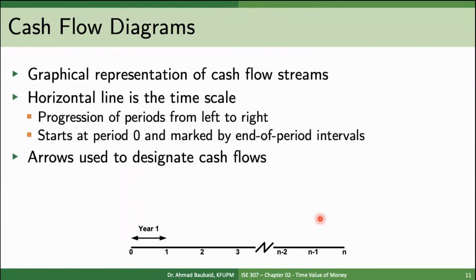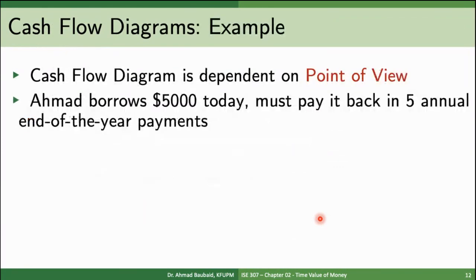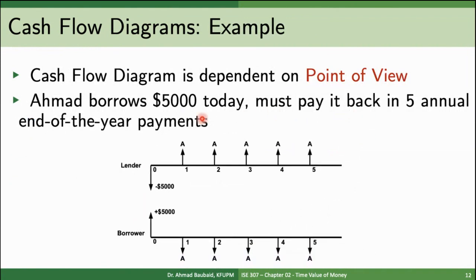And then we started discussing cash flow diagrams, and we gave examples. So here's an example of a cash flow diagram for a loan from the perspective of the lender and from the perspective of the borrower. These arrows indicate either money going in or money flowing out. And then we indicate time on a horizontal axis.